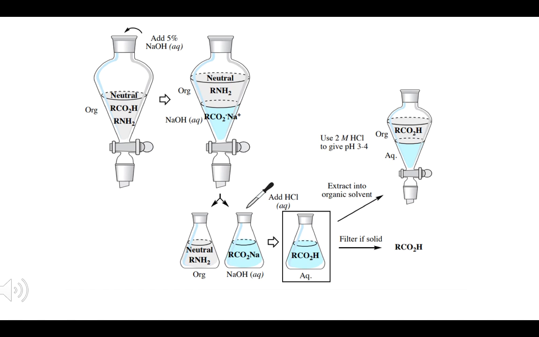So if I want to separate carboxylic acids, I can use a weak or strong base to remove it from the organic layer to the aqueous layer. Or if it's a phenol or alcohol, I need to use a strong base to extract it. And once I add the base in, the base will separate the carboxylic acid by deprotonating it.